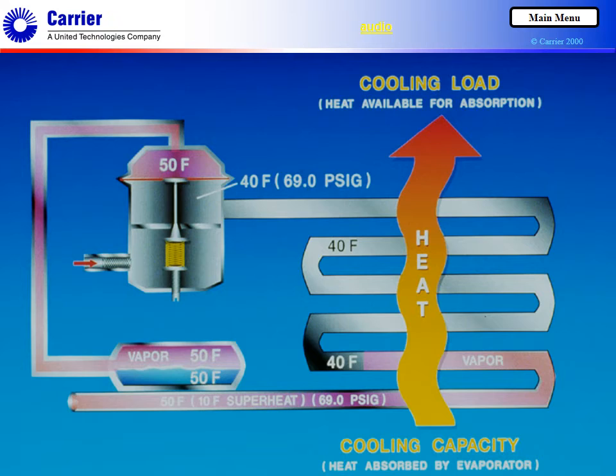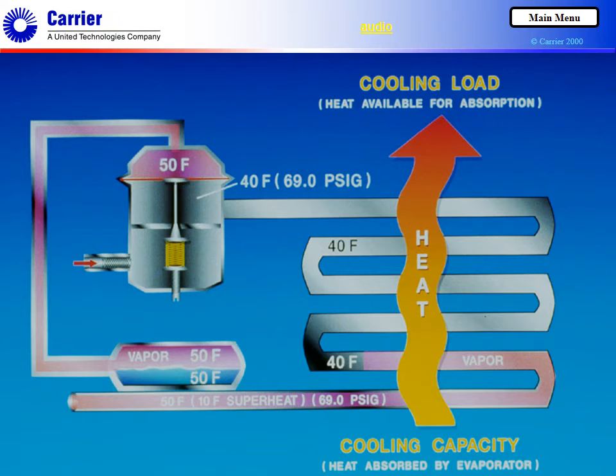Here we have assumed that the evaporator pressure is 69 psig. This matches a saturation temperature of 40 degrees Fahrenheit. Since gas is superheated 10 degrees Fahrenheit, the actual gas temperature in the suction line at equilibrium is 50 degrees Fahrenheit. We have assumed that the refrigerant in the bulb is R22.